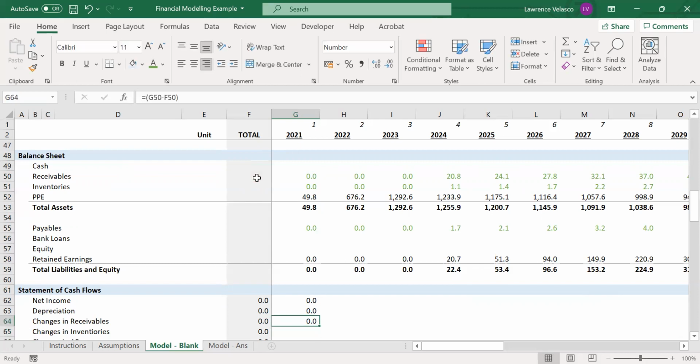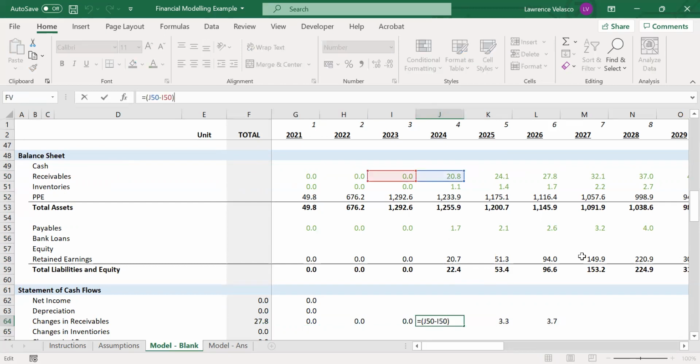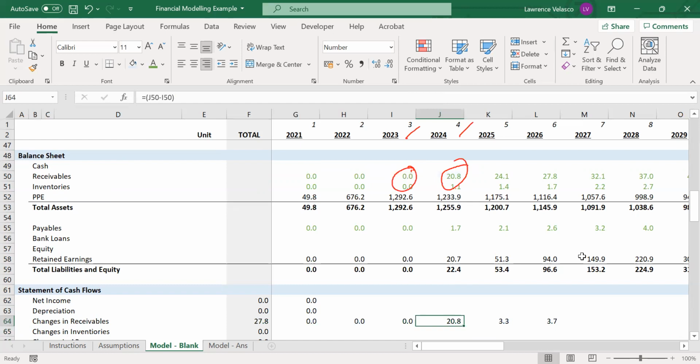Yun ang change in receivables. Okay, let's try to compute the next few years. In this year, there was an increase in receivables from year 2023 to 2024, from 0 to 20.8. If you simply get the difference, ang lalabas dito sa formula mo, positive, right? However, it should not be an addition to net income. It should be a deduction to net income so that you can get the appropriate operating cash flows.